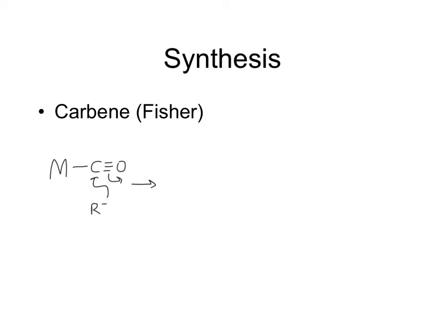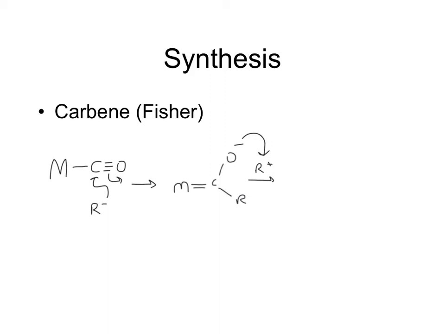The synthesis of a Fischer carbene usually starts from a metal carbonyl. A Grignard reagent or an alkyl lithium can do a nucleophilic attack on the slightly electropositive carbon, resulting in the formation of a new metal carbon bond.